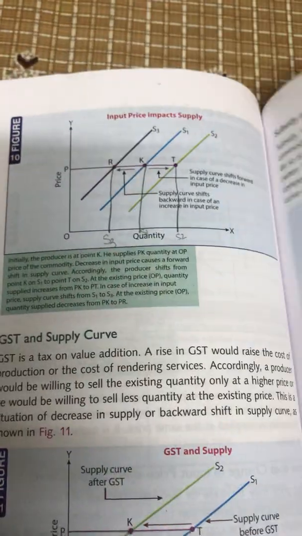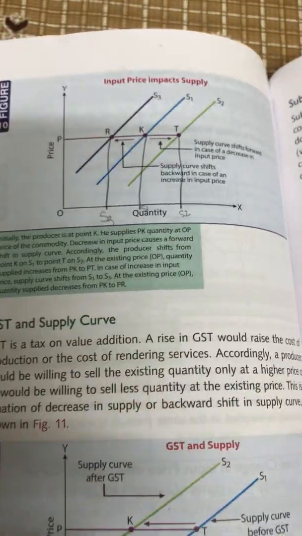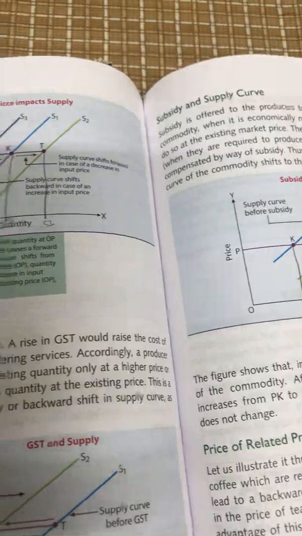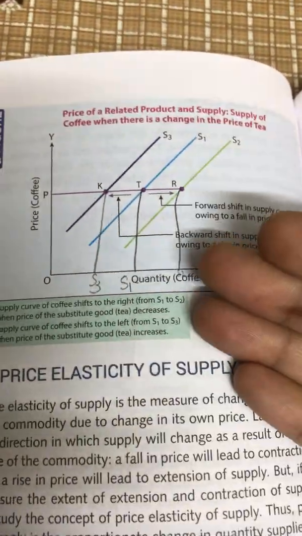Okay, so same thing, children, increase and decrease in supply. In all the diagrams you must have noticed that the price is constant, the price is not changing. Okay, and only the supply curve is shifting forward and backward. Okay, so please practice all the diagrams, once you're going through the notes.